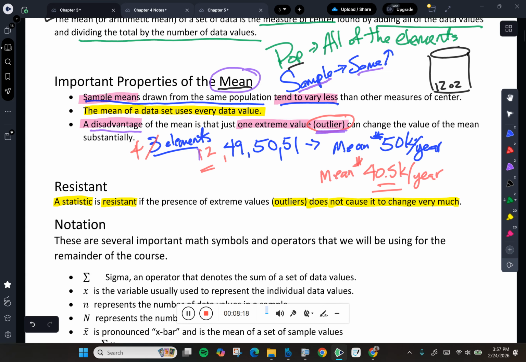So given that definition, we would say that the mean is not resistant, because resistant would be outliers don't change it. Outliers changing it, not resistant.